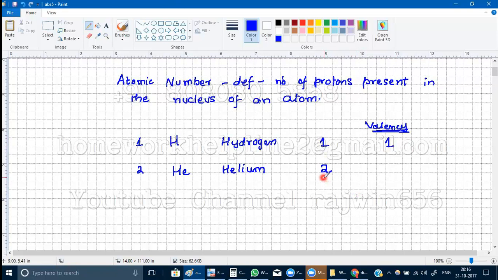The first orbit cannot have more than 2 electrons. 2 electrons are already present in helium. So it doesn't need any electrons. There are already 2 electrons in it. So the valency of helium is 0. It means it is going to be an inert gas. These were the first 2 elements.